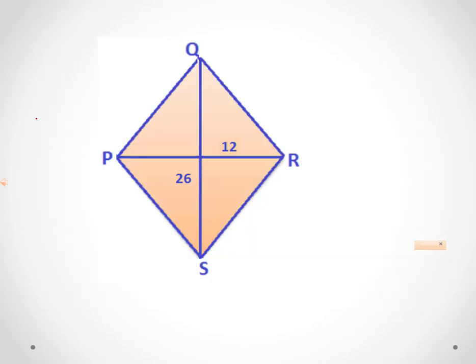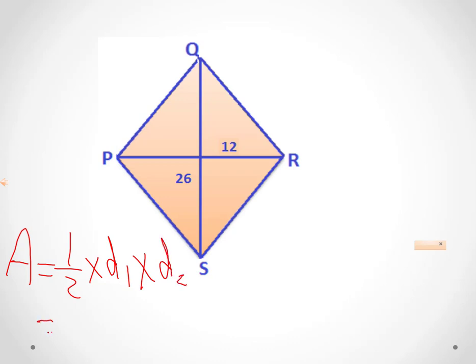Okay, we want to find the area of this rhombus. To find the area of the rhombus, as we see from the drawing, we have the diagonals. So we have to write the rule that contains the diagonals. So we write area equals half by diagonal 1 by diagonal 2. So area equals half by 12 by 26. And then we find the area in centimeter square.